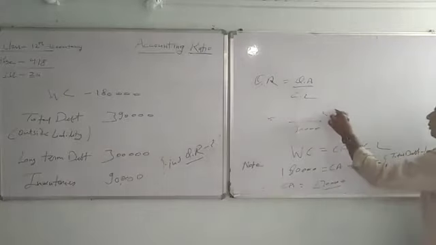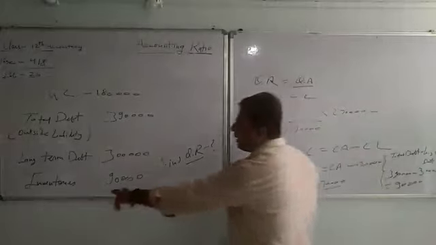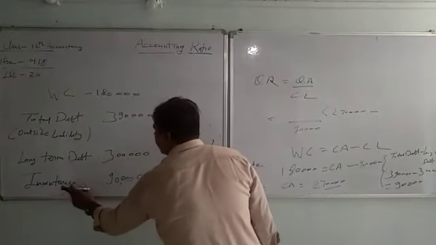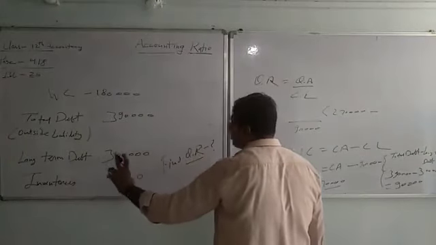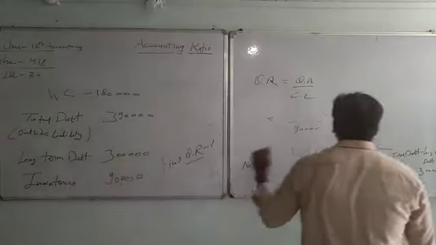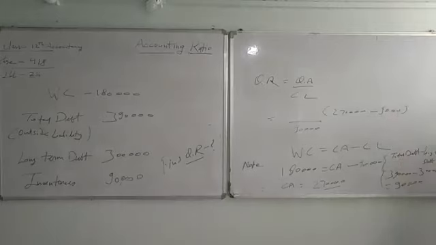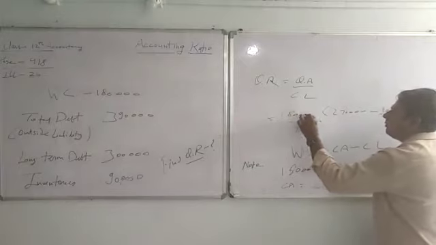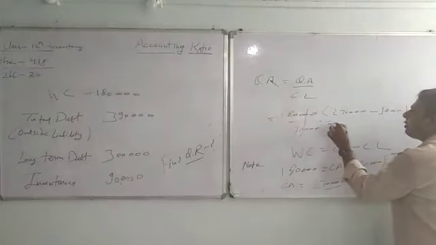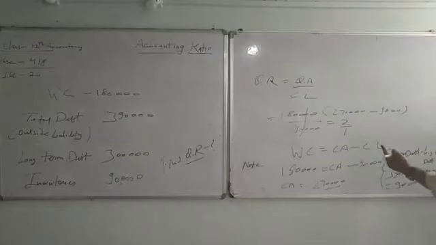Quick asset, we have to find the quick asset. How will we find it? Current asset 2,70,000 minus inventory. Inventory cannot be counted in the quick asset, so to find the quick asset we have to remove the inventory. So we remove the inventory 90,000 from it. It comes to 1,80,000. So the ratio will come 2:1. Quick ratio is 2:1.